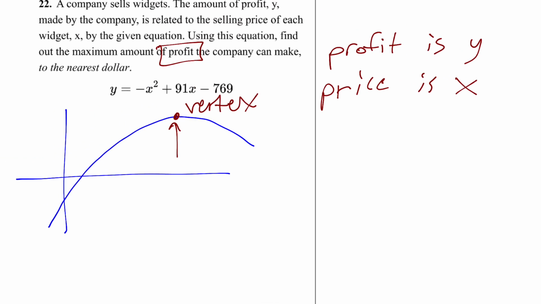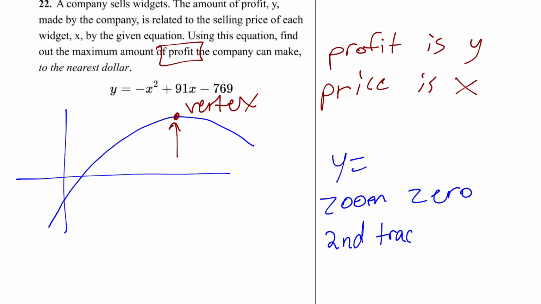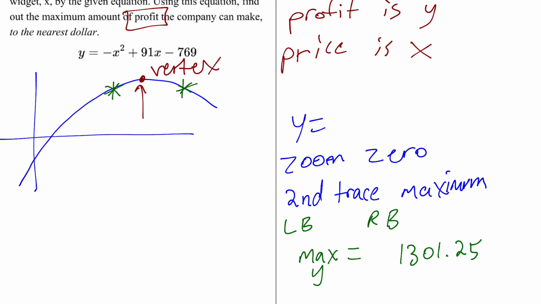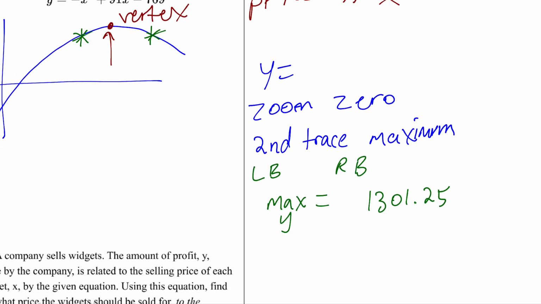So we do the same things where we put it in y equals, we press zoom 0 to make it fit, and then we press second trace maximum. And then we're going to try to find the maximum on that graph. For left bound, you want to choose something like this. For right bound, you want to choose something like this. You'll see if you actually press these buttons what that means. And the maximum y value is 1,301.25. They want it to the nearest dollar. So we're going to round that to 1301.